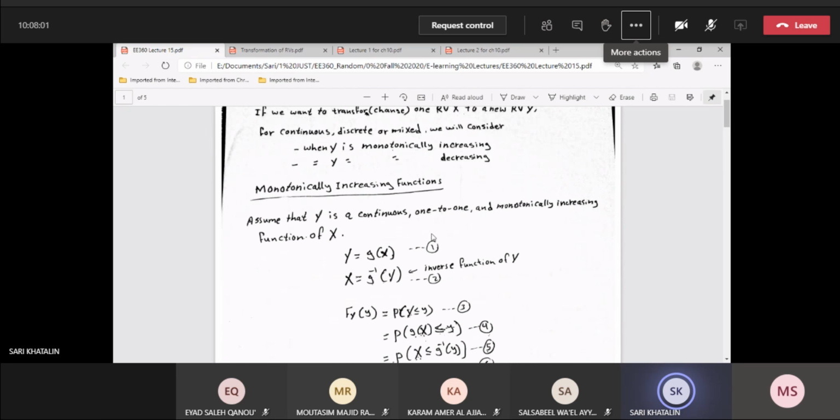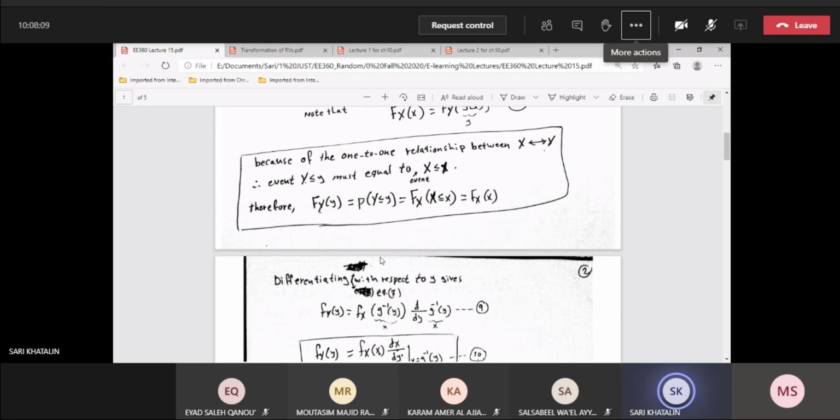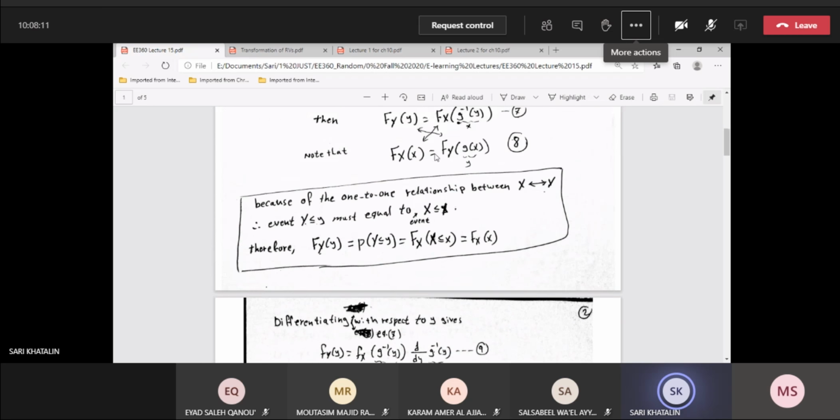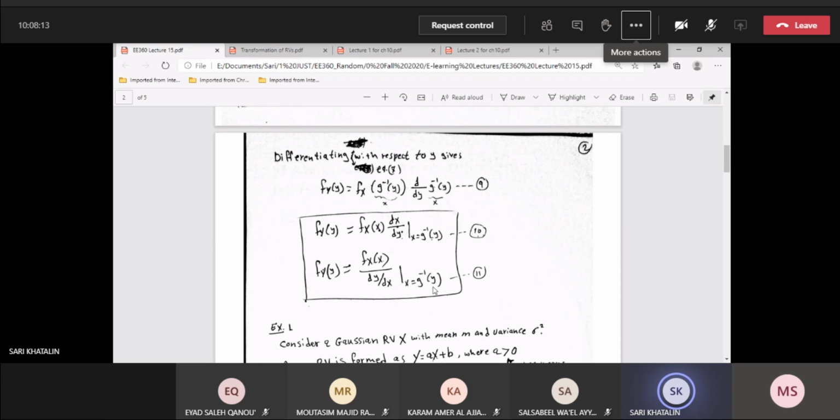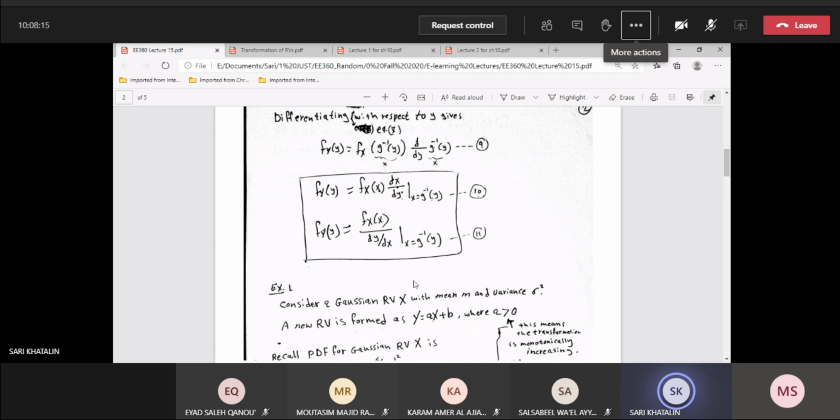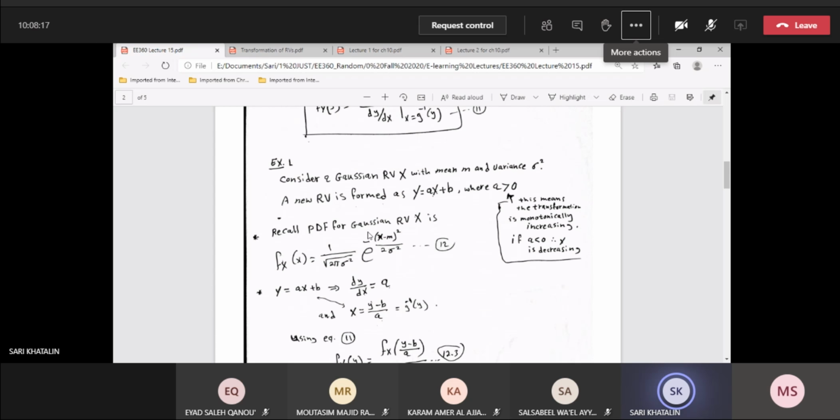So again, if we have a function of x, the new CDF is right here, and the new PDF can be found this way. So let's take a look at this quick example.